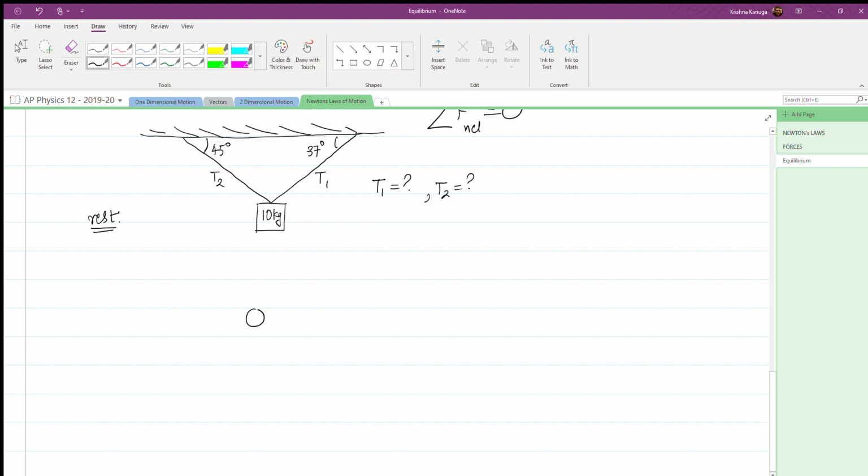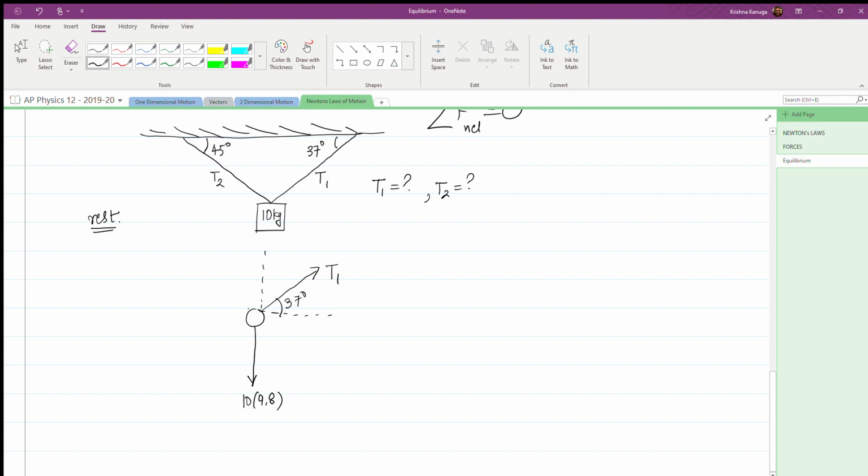So I'm assuming that you've drawn your forces. Let's see if the forces match. The first one is going to be 10 times 9.8, which is the weight of the object. If you have this, give yourself a pat on the back. The second one is going to be tension 1. I'm also going to draw a little axis here and label this angle. In this case, this angle, just from basic geometry, is going to be 37 degrees.